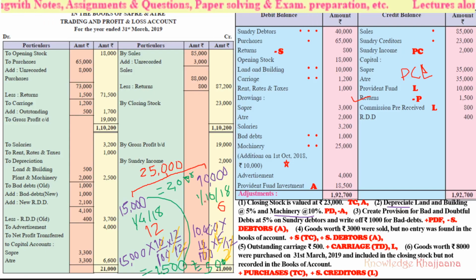Now let's move to the adjustments. Closing stock rupees 23,000 we have recorded, one adjustment we have completed. Depreciate land and building at 5%, we have completed. Machinery 10%, one adjustment we have completed. Create provision for bad and doubtful debts at 5% on sundry debtors and write off rupees 1000 for bad debts.